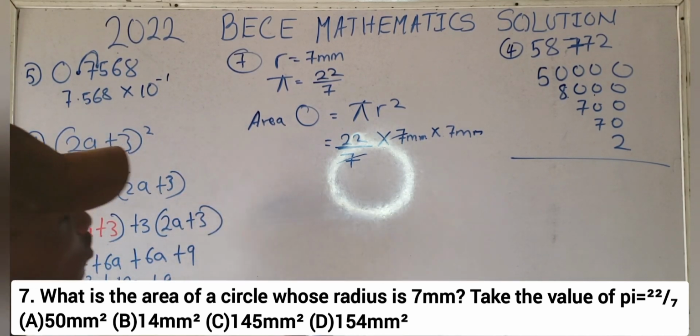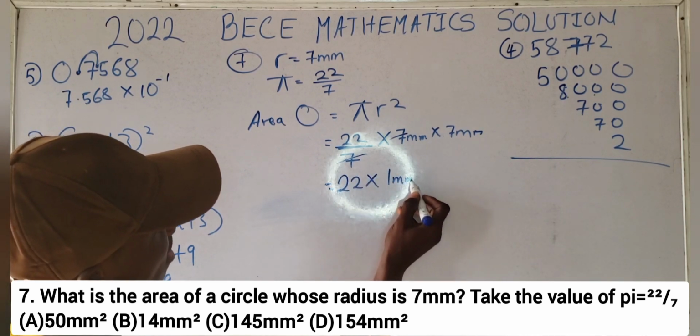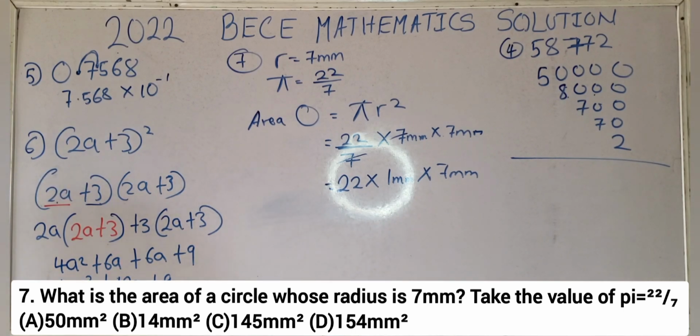Now, we are left with what? 22 multiplied by 1 millimeter multiplied by 7 millimeter. Okay? Now, if you punch your calculator, 22 times 7 millimeter times 1 millimeter, please pay attention to the unit. You understand? Pay attention to the unit. If the unit is centimeter, use centimeter. If the unit is millimeter, use millimeter.